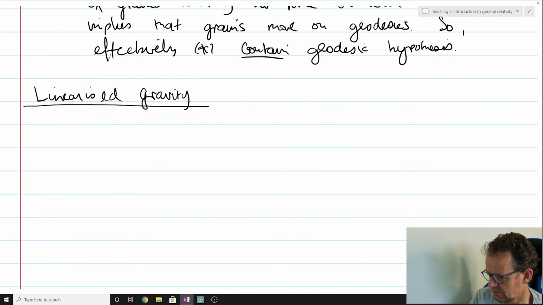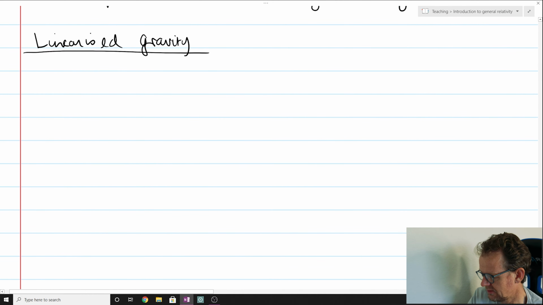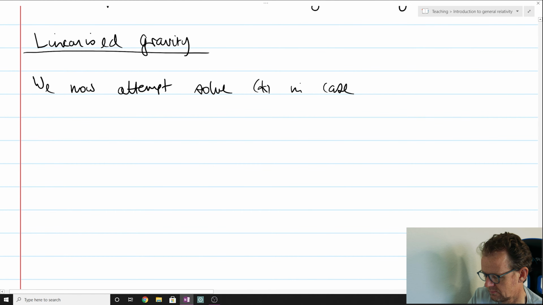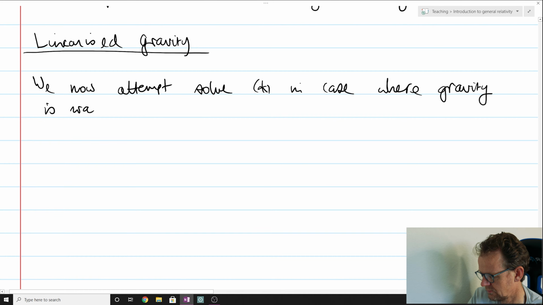But let's not get ahead of ourselves. We're going to try and solve, and it will take us a couple of lectures to do so, Einstein's field equations in the case where gravity is weak, very close to special relativity. Now, even this deserves scare quotes. What does it mean, weak?